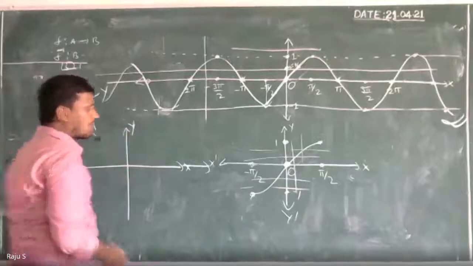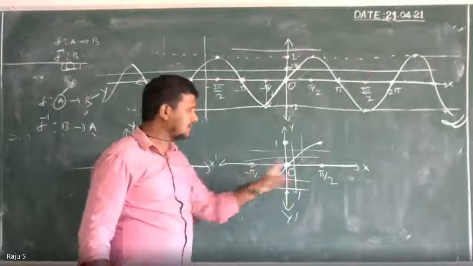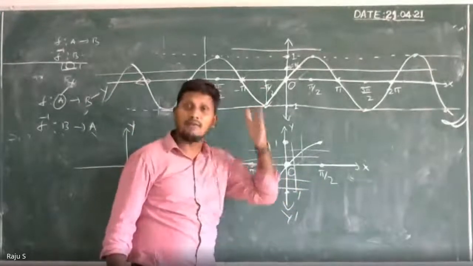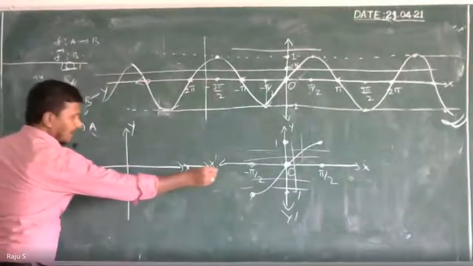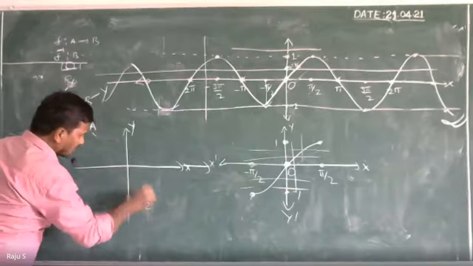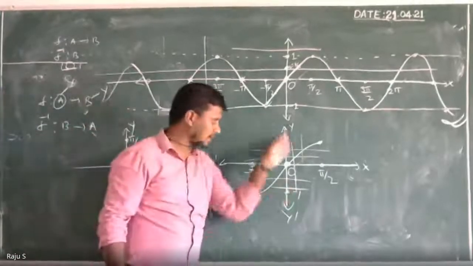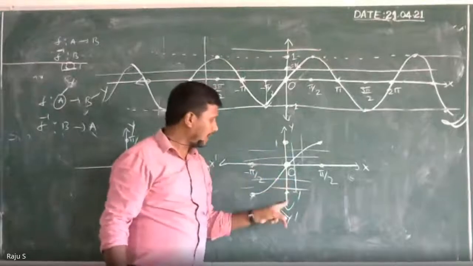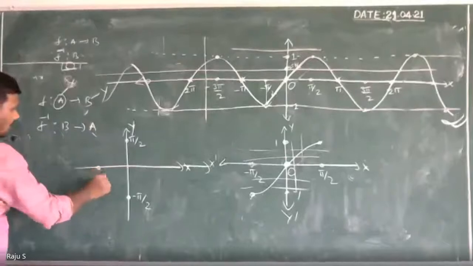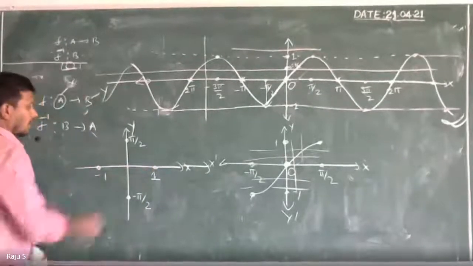So what are the values I am taking on the x-axis here? On the x-axis, minus 90 to plus 90. So in the inverse function, we should take them on the y-axis. So minus 90 to plus 90, I am taking on the y-axis. So what are the values on the y-axis here? In sin x, minus 1 to 1. In the inverse, you can take on the x-axis minus 1 to 1.